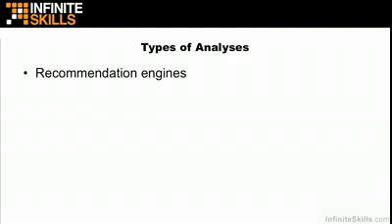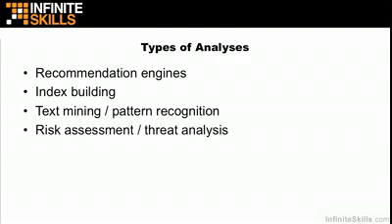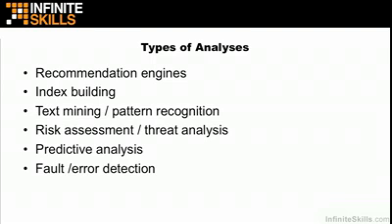Hadoop can do a lot of different types of analyses. For example, recommendation engines, like we see on Amazon. Index building, like we see with the Nutch project or on Google. Text mining and pattern recognition, for example, to go in and find where certain parts of our system are erroring. Doing things like risk assessment or threat analysis for financial or national security reasons. Doing things like predictive analysis, or maybe finding out which products will sell better if the temperature goes above 100 degrees in a certain area. Doing things like fault or error detection, for example, being able to tell in a complex system if one specific piece of software or hardware is causing cascading failures throughout the entire system.